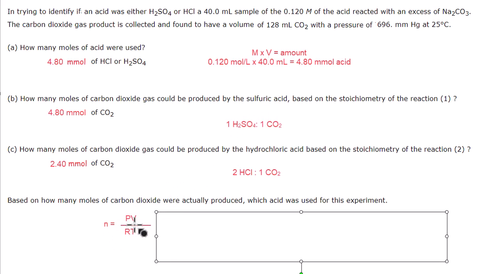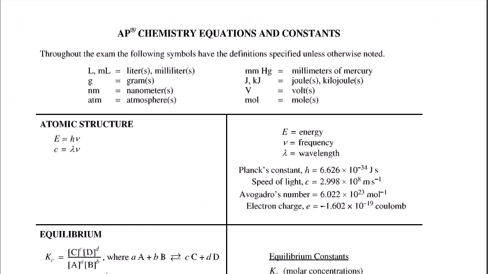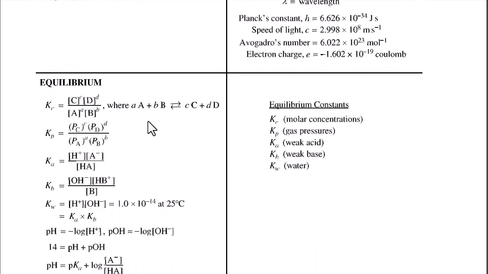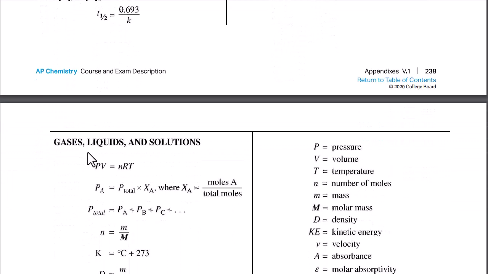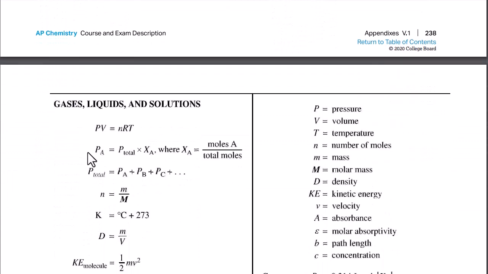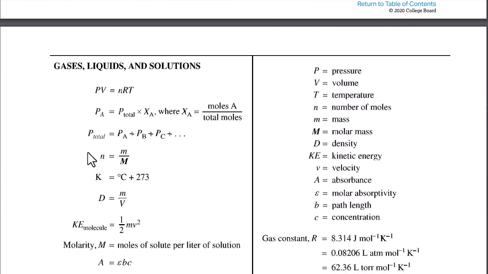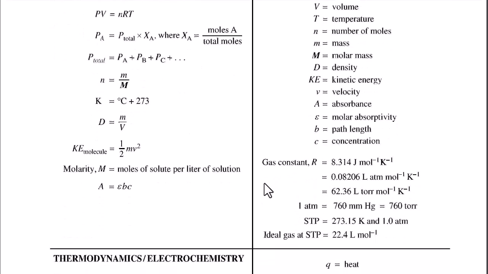If you know its pressure, volume, and you know the gas constant and temperature, you've got the number of moles. And we can just set this up by plugging in all the values. Here's the AP equation sheet, page 1, and as you can see, the equation sheet's divided into different topics: atomic structure, equilibrium, kinetics. Page 2, gases, liquids, and solutions. It's got quite a few equations in it, and here's the important one, where we have our gas constant.